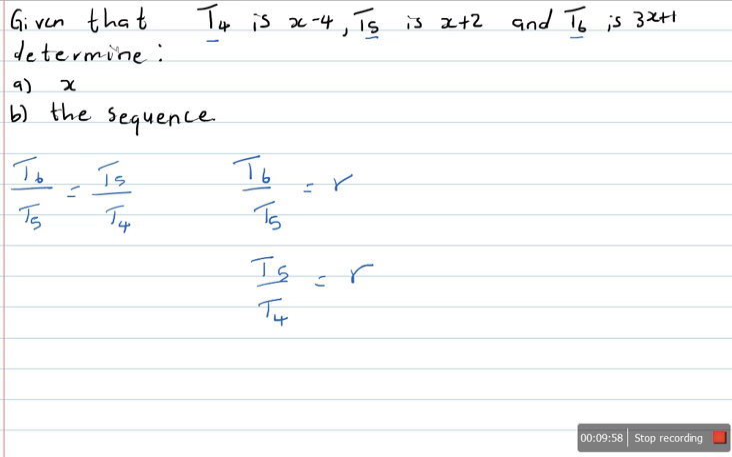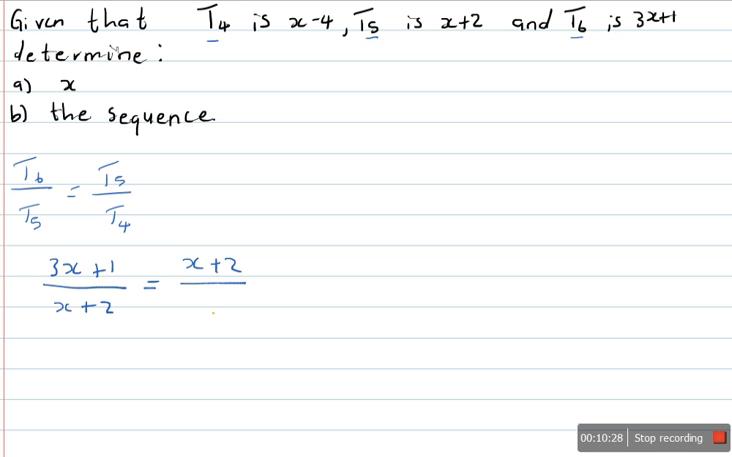Then we substitute. Erase that thing on the side for now. Right, so substitute here and solve. Our T6 is 3x plus 1 over T5, which is x plus 2, and that is equal to T5, which is x plus 2, over T4, which is x minus 4. Right, so that is what we solve for x.